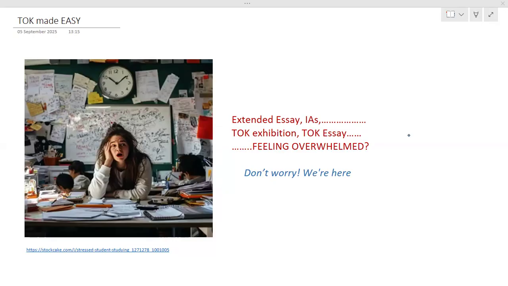Do you connect with this image? Do you think you are in the same boat?